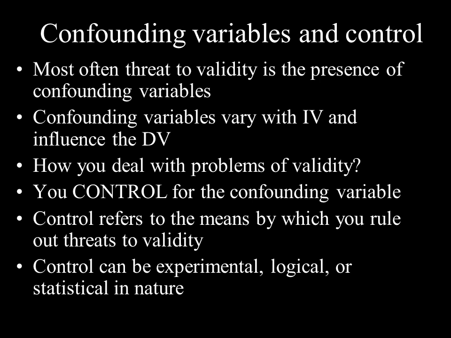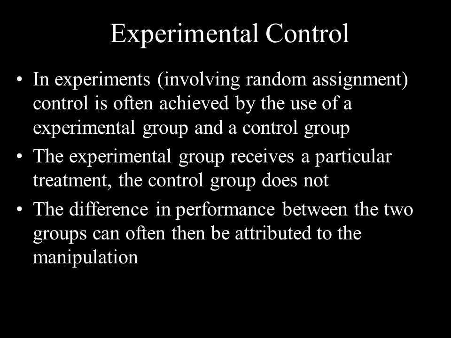So how do we deal with this threat to validity? The answer is that you use control. Control refers to the means by which you rule out certain threats to validity. And there are three types, really. There's experimental, logical, or statistical.